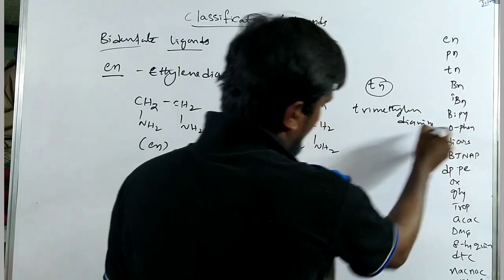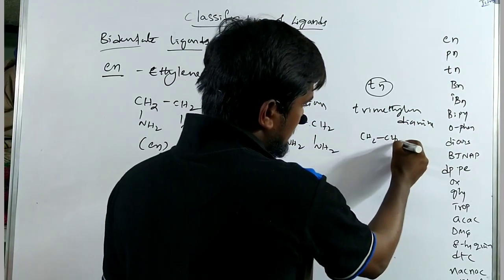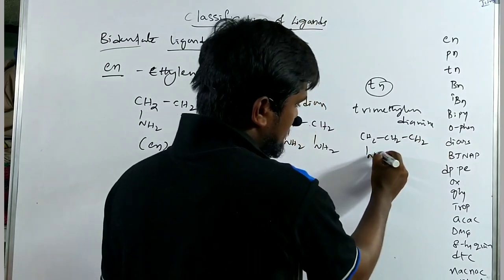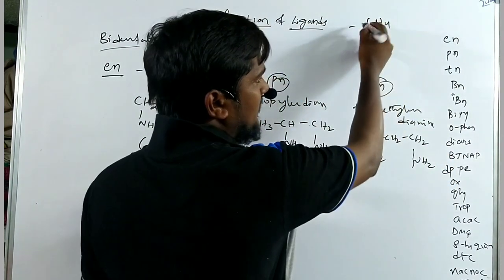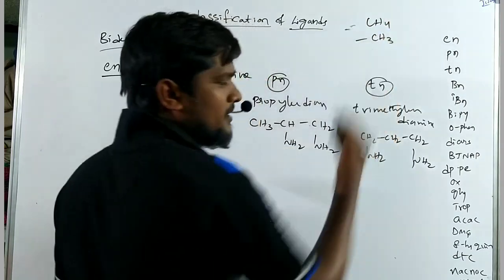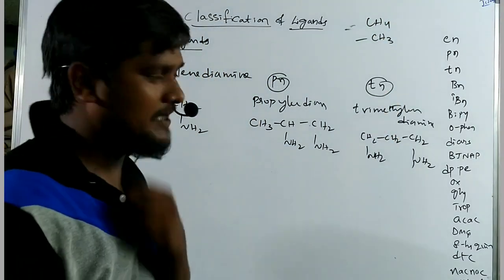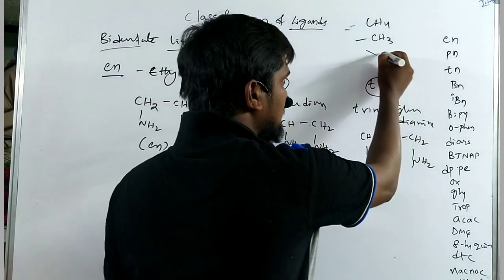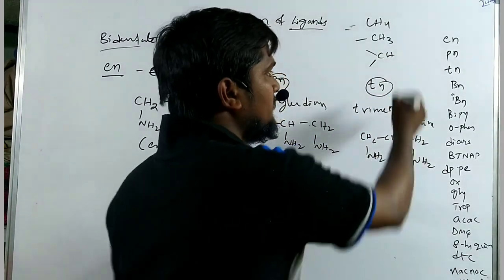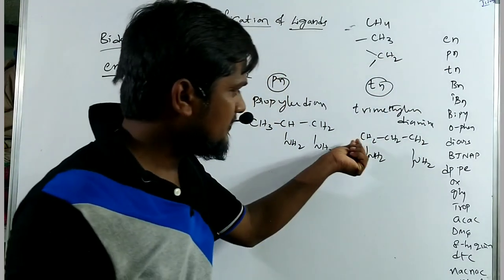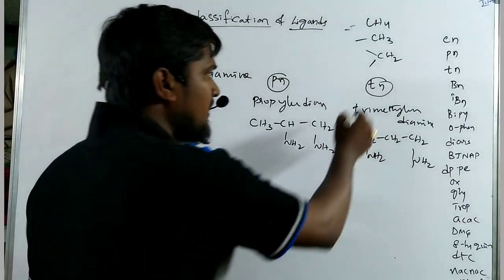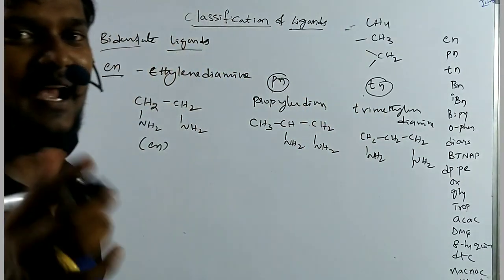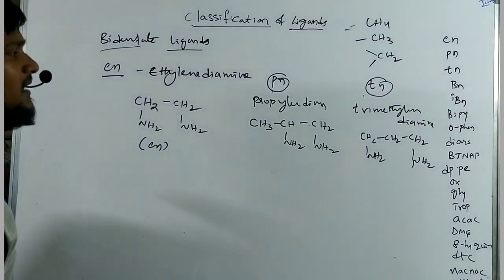Trimethylene diamine. Simply NH2, CH2, CH2, CH2, NH2. Now, CH4 is called methane. One hydrogen replaced is called methyl. If two hydrogens are replaced, it is called methylene. Now here, three methylene groups are present. That's why it is called trimethylene diamine. TN and PN are ligand isomers.